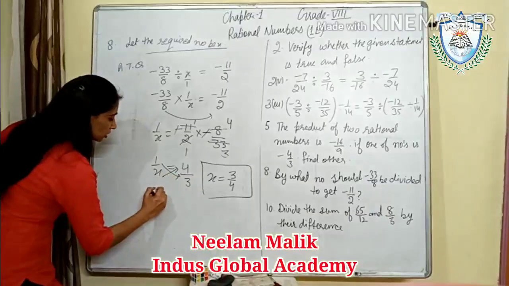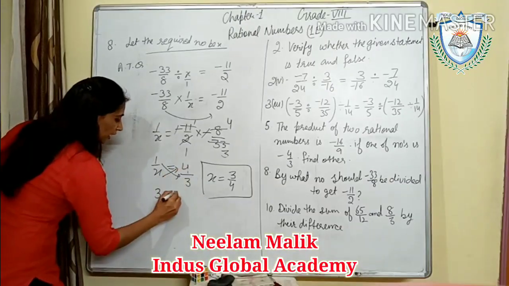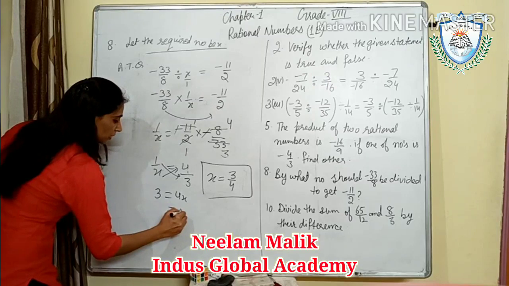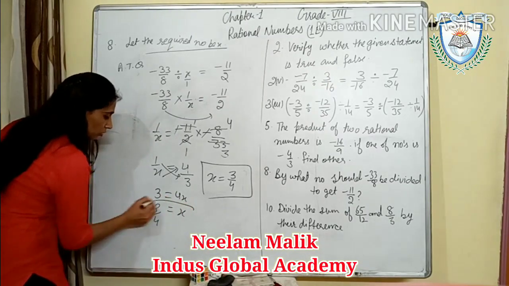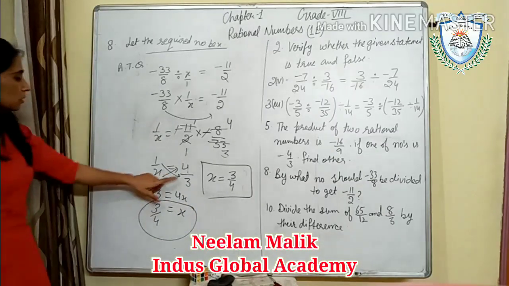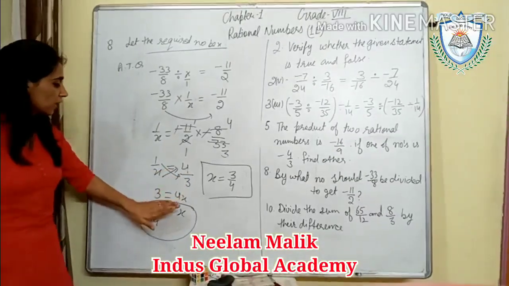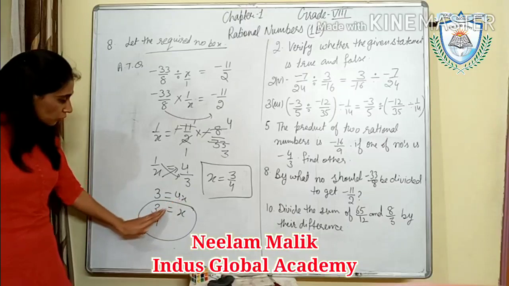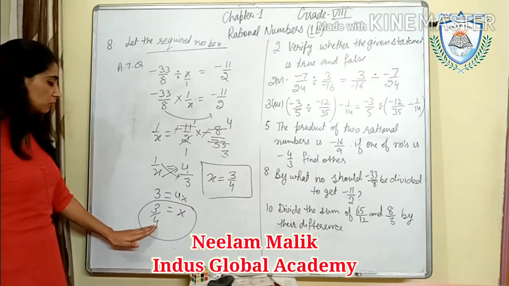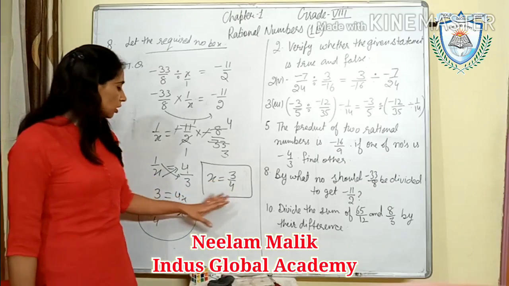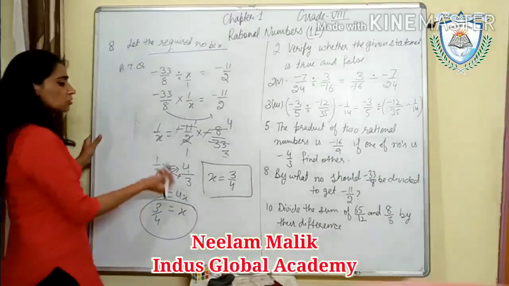So cross multiplication, 3 and 4x. Now here will be x and 4 will be there. So 3 upon 4. Means 3, here will be 4x, x will be there, 4 will come here. So that is in multiplication, here that will be in division. So 3 upon 4. Both are the same method, choice is yours.